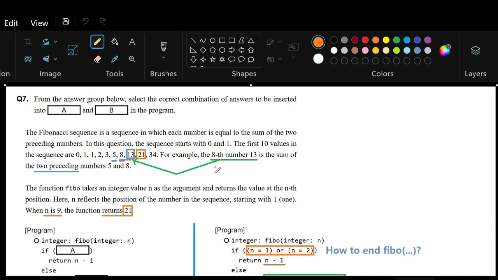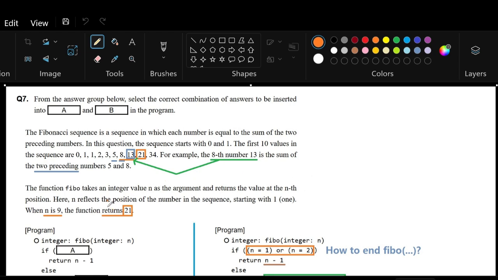For example, the eighth number, 13, is the sum of the two preceding numbers, 5 and 8. This is the eighth number, and the number is the sum of the two preceding numbers. So the eighth number, 13, is the sum of the two preceding numbers, 5 and 8.